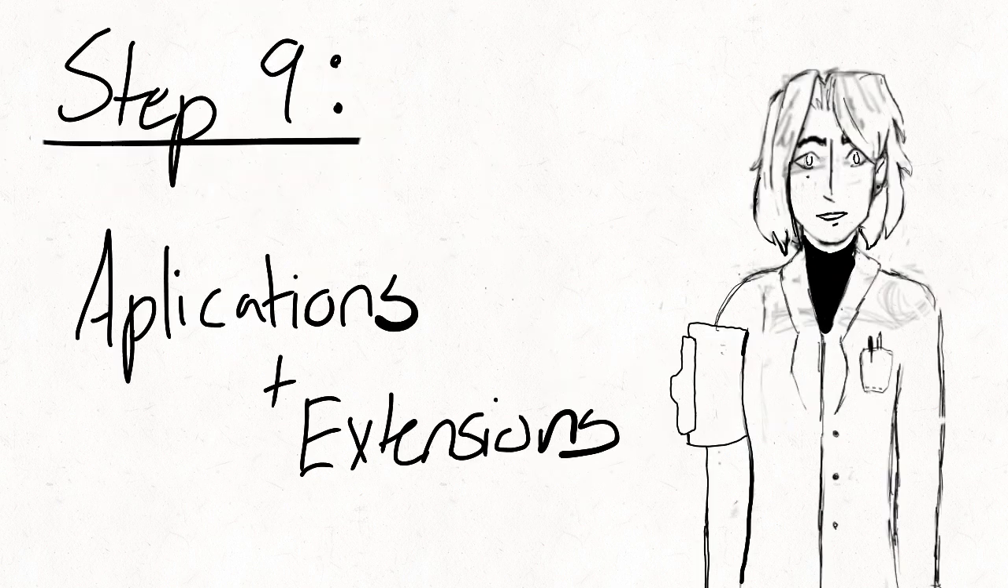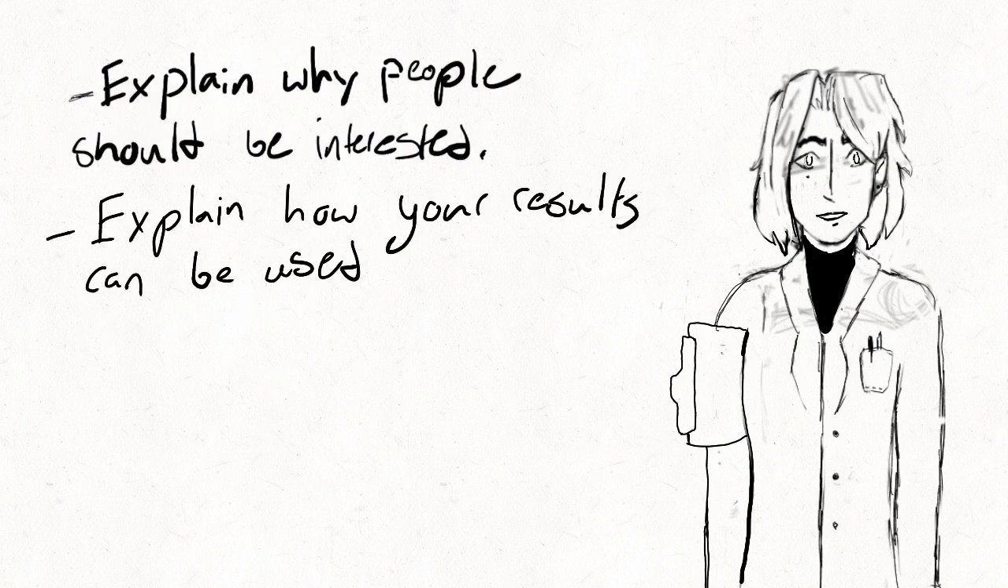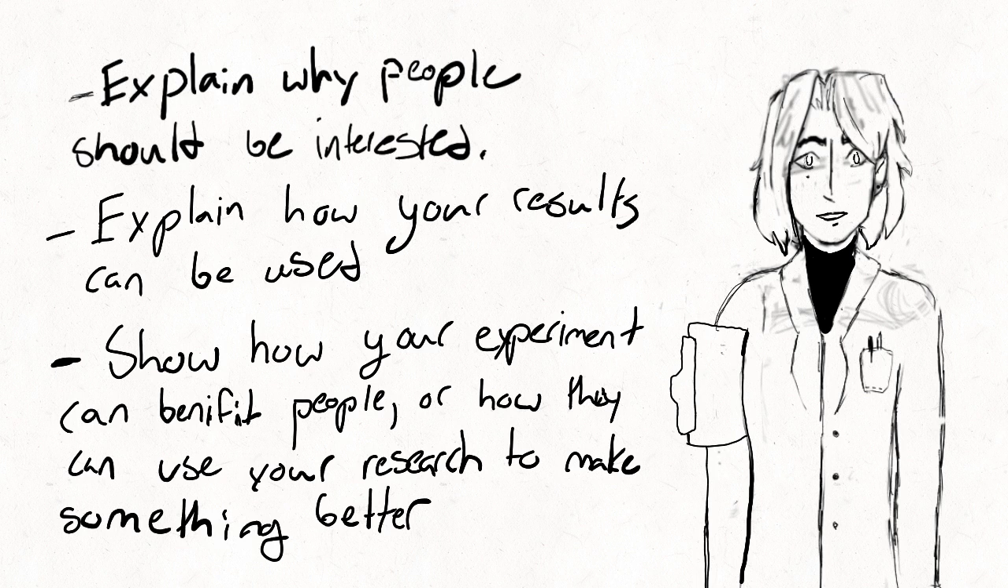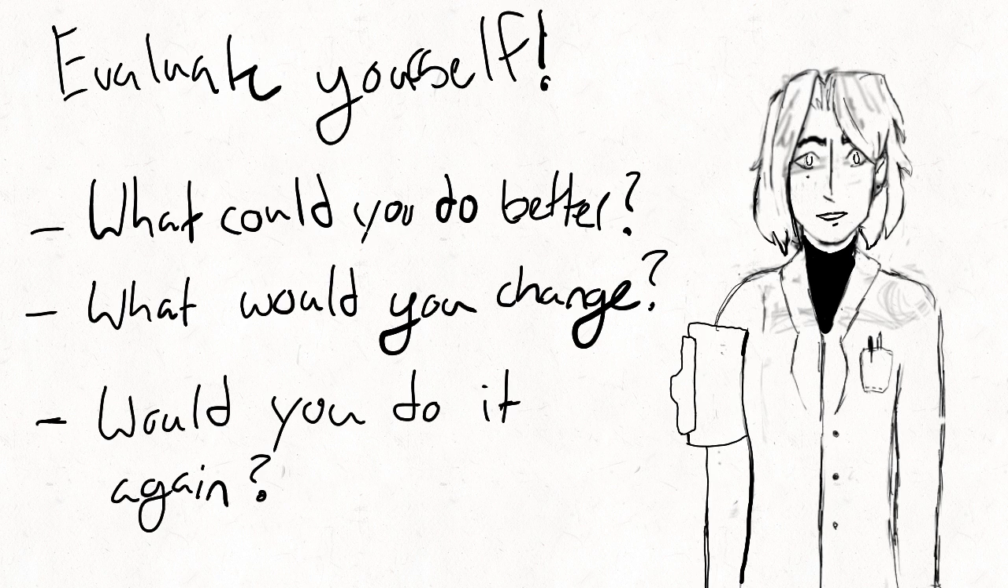To finish up your experimental project, you should include applications and extensions. You should be able to explain why people will be interested in knowing your results and how they can use them. Show why your experiment would benefit people or how they could use your knowledge to make something better. You should also be able to explain how you would do your experiment differently in the future or how you could improve upon it if you were ever to do it again.